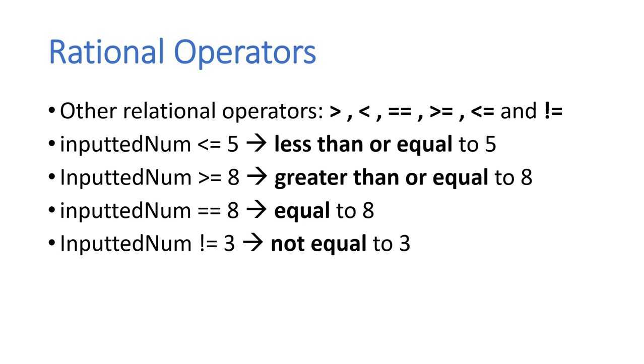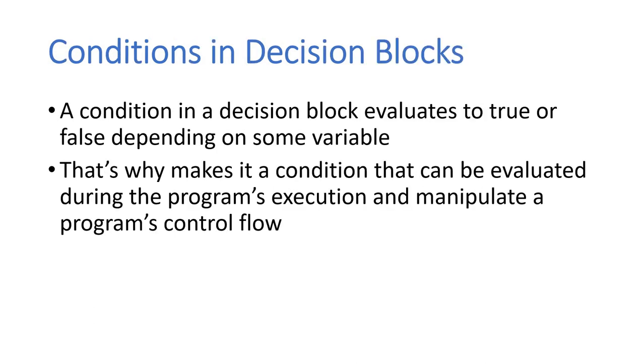Ultimately, a condition in the decision block evaluates to true or false depending on some variable. That's what makes it a condition that can be evaluated during the program's execution and manipulates a program's control flow. Now that we have an idea of how decision making works in our program, let's try implementing the fortune teller logic in Java.